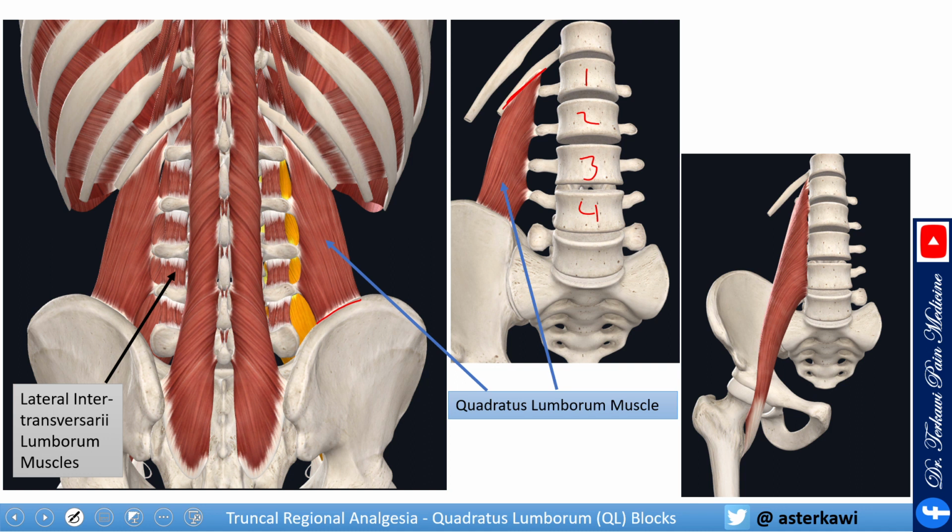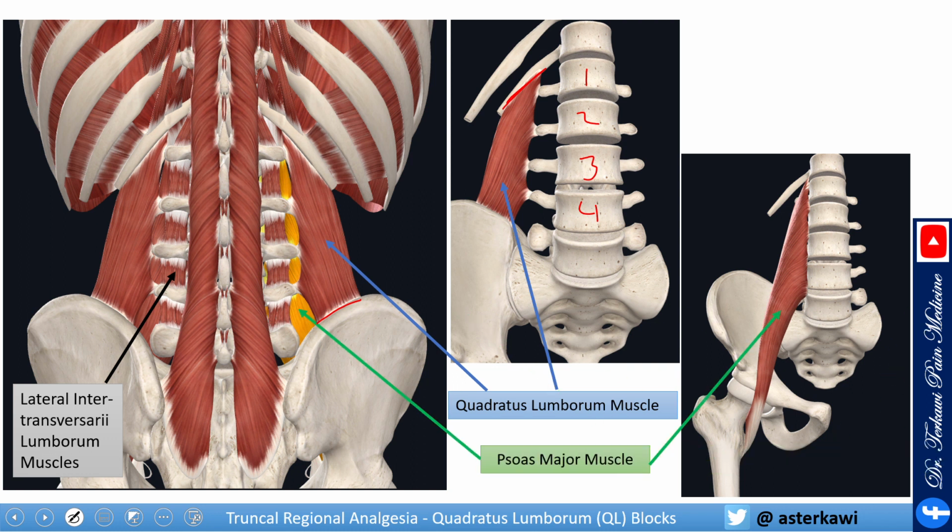This muscle is supplied by the subcostal nerve T12 and the L1 to L4 spinal nerves. The function of this muscle is to flex the trunk to the same side, and when it contracts bilaterally it helps with bearing down during bowel movements.